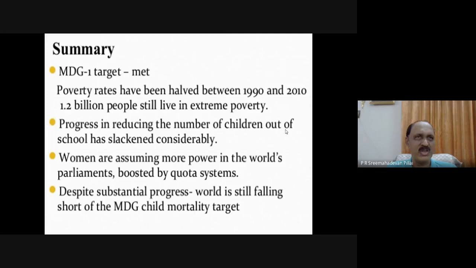You know, what is the power of a Panchayat president? Very less. But in the local area, they can help the development. But this will be true only if in the legislative assembly and parliament also women representation is good. But in many countries, that reservation has been given. Even in Islamic countries, they are reserving seats now for women. Despite sustainable progress, the world is still falling short of the MDG child mortality target. Yes. Child mortality is still high. And child mortality is very high in the African countries. In Kerala, the child mortality is very less compared to North Indian states. But in African countries, it is still high. That couldn't be met. See the next slide.